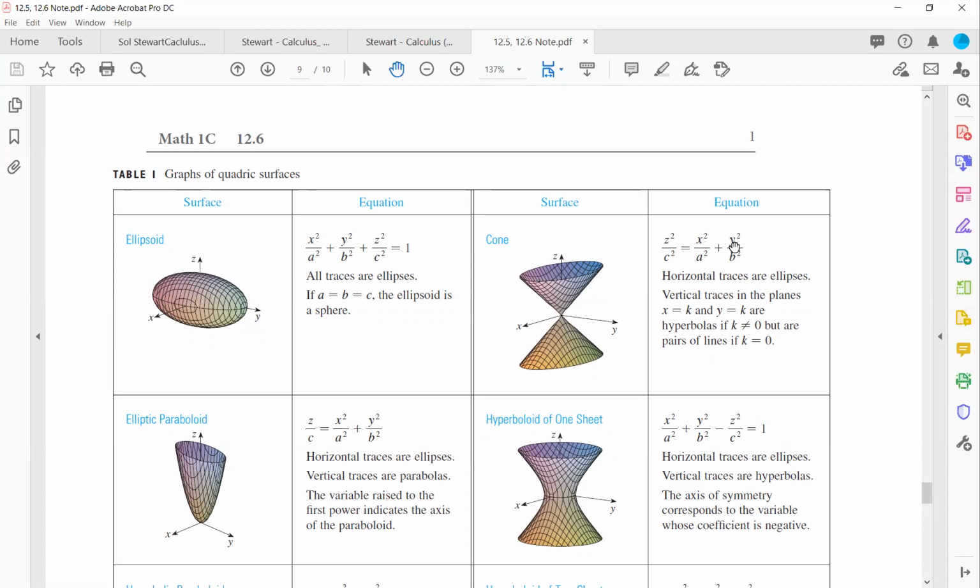If you forget about variable y, if y is equal to 0, then you get z squared over c squared equals x squared over a squared. If you take the square root of both sides, you get z equals plus minus c over a times the absolute value of x. So you get two lines in two opposite directions, and those are the traces of cones.